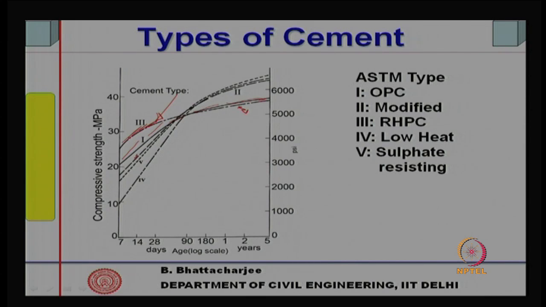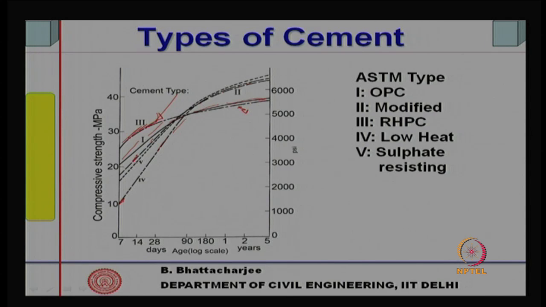Modified cement, type 2, somewhere there. It has got lower initial strength than OPC, but long term strength is better, because more C2S. Type 4 has got least initial strength, which is low heat, because it has got less C3S as well. So, more C2S, as we have seen earlier.